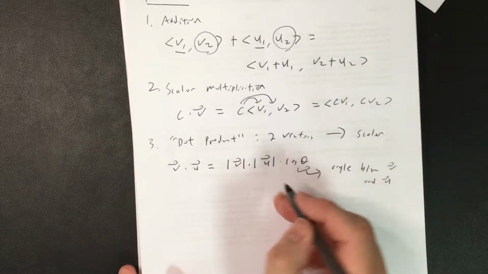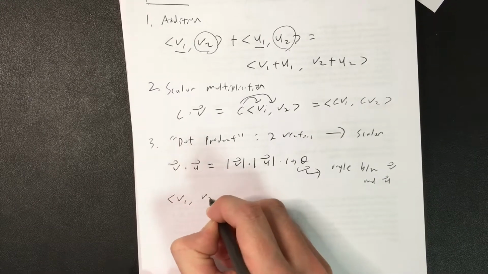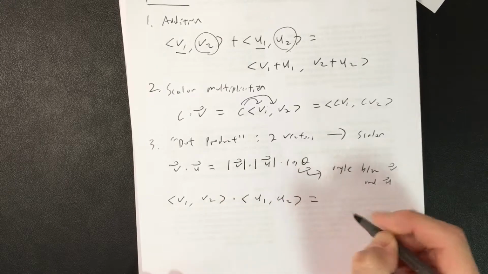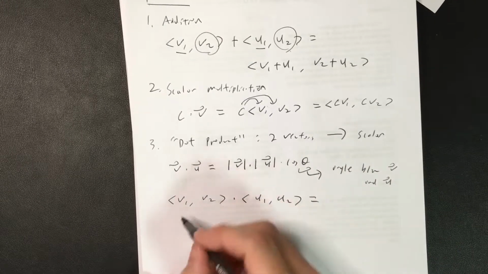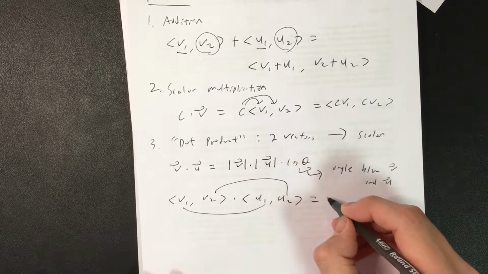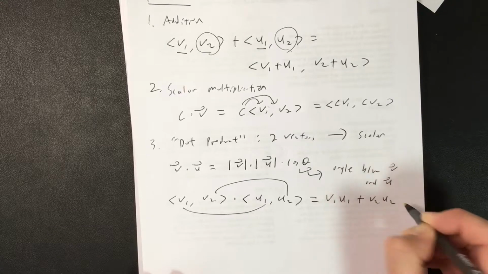Now, it has been mathematically proven that if v equals (v1, v2) and u equals (u1, u2), then the dot product between these two vectors is simply the product of the x components plus the product of the y components, which would be v1 u1 plus v2 u2.